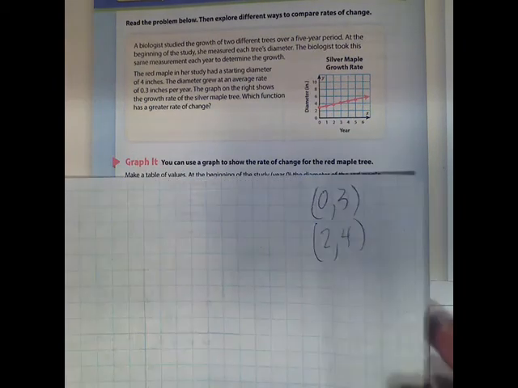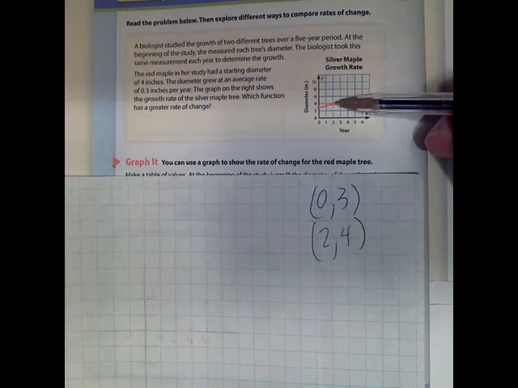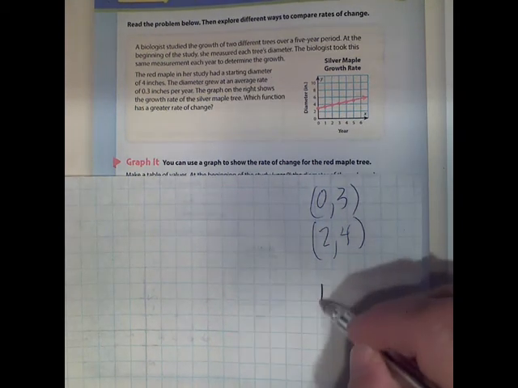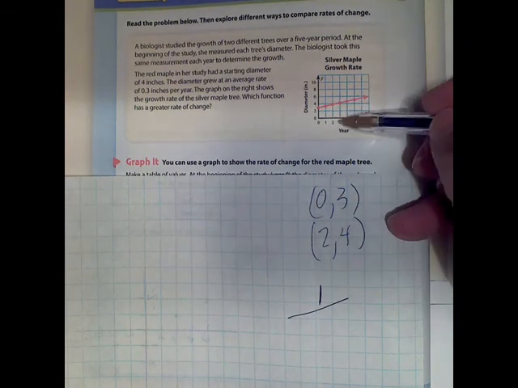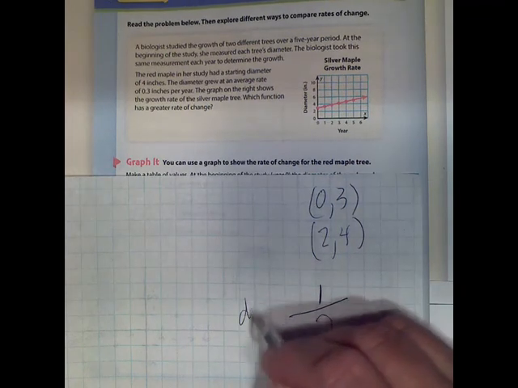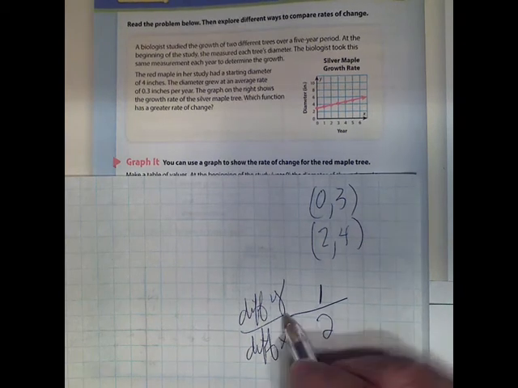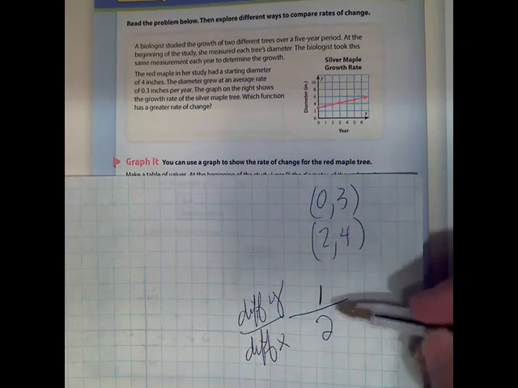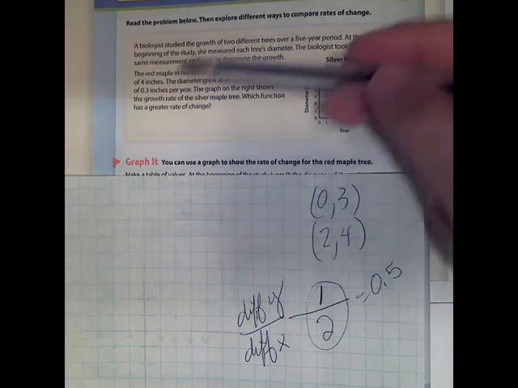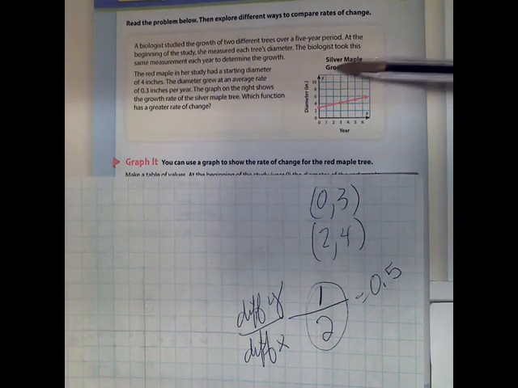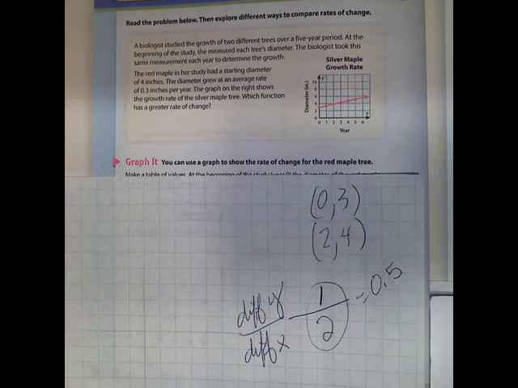So I can find the rate of change by looking at the difference in the y. It went from 3 up to 4, so that's a difference of 1 in the y. It went from 0 to 2 in my x. So it's the difference in your y and the difference in your x, and you're dividing those. So what is my rate of change? It's a half, which is 0.5. So the red was 0.3, but my silver is 0.5. So my silver is growing more than my red each year.